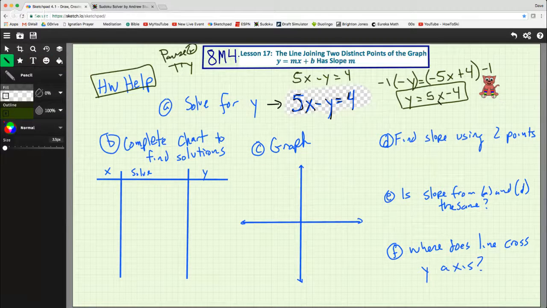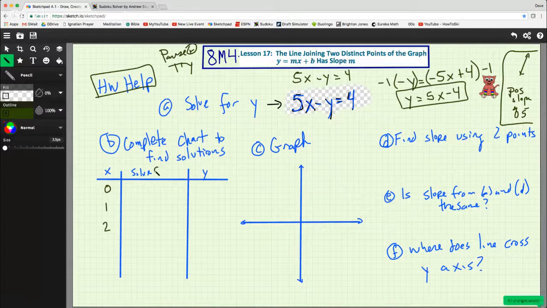And now we expect a positive slope of 5. So a line that's steep that looks like this. This is our expectation when we graph it. Now let's find some points. How about 0, 1, and 2?